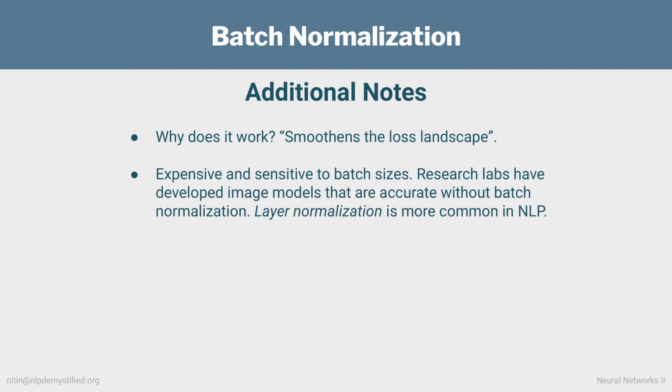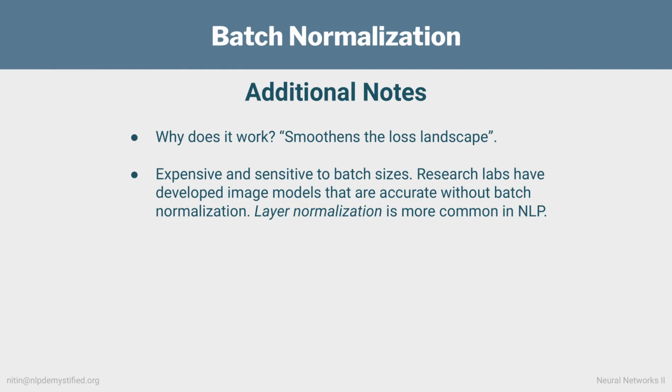As far as I know, there isn't a clear theoretical explanation for why batch normalization works, which is one of its downsides. Other downsides include it being expensive and sensitive to batch sizes. As of this recording, research labs such as DeepMind have created normalizer-free image recognition models which have achieved high accuracy while being faster to train. Later in the course, when we learn about transformers, we'll look at a variant called layer normalization, which is more common in NLP.